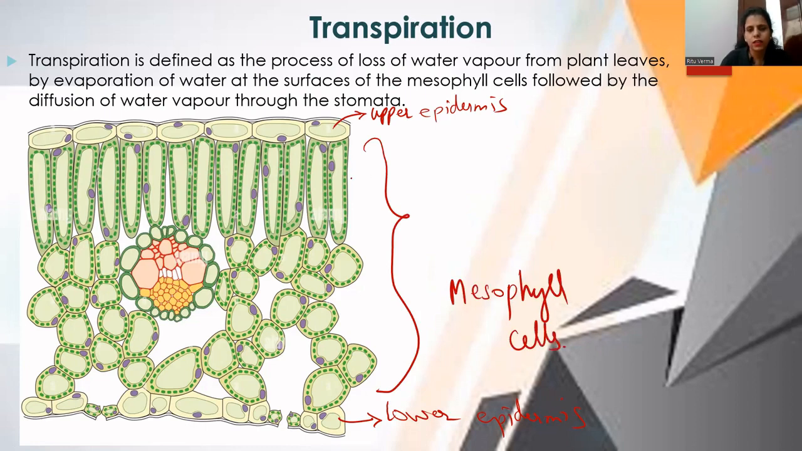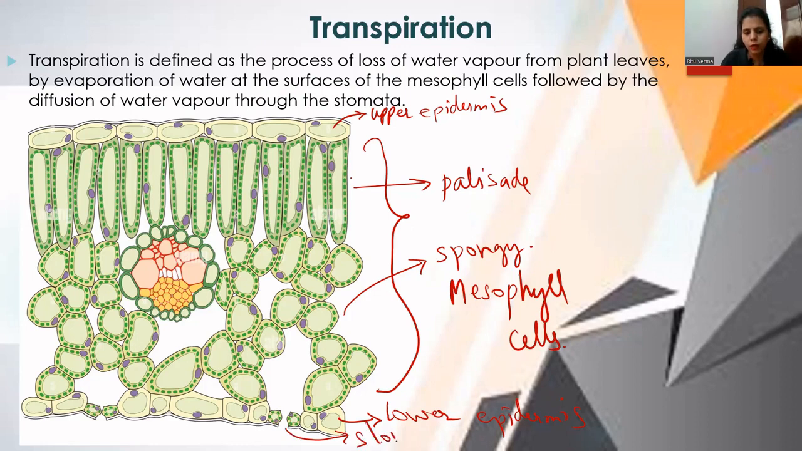In the center, between the upper epidermis and lower epidermis, we have the mesophyll cells. In these mesophyll cells, the upper layer of tightly packed, long and elongated cells is known as the palisade mesophyll cells. And this layer, where round-shaped cells are loosely packed with air spaces between them, is known as the spongy mesophyll cells. On the lower surface of the leaf, in the lower epidermis, we have minute pores, and these pores are known as stomata. And this structure here is the vascular bundle.